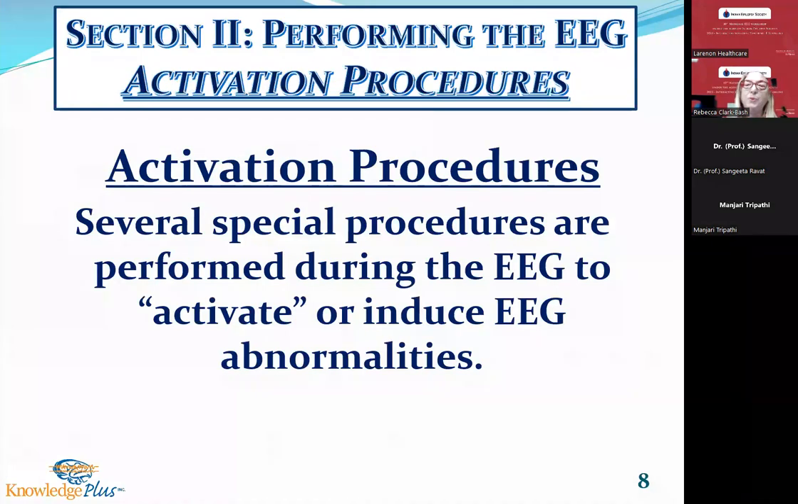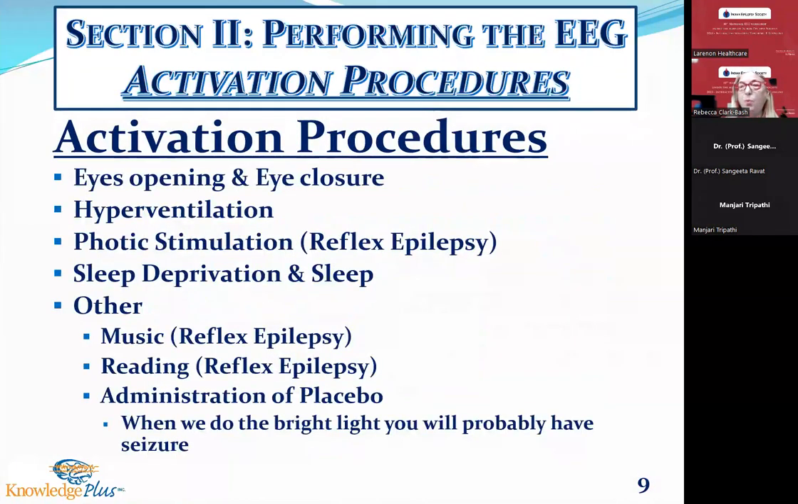So during the test, we're going to do several procedures to try to activate or induce EEG abnormalities. We already talked about eye opening and eye closure. I like to do that 3 times, 4 times before I start any activation. And then hyperventilation, photic stimulation that triggers reflex epilepsy, sleep deprivation and sleep. And then there are other activation procedures that are not part of our routine studies, but they are activation procedures when indicated. So what order do I like to do my activation procedures in?